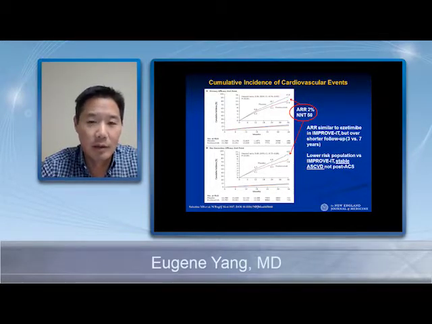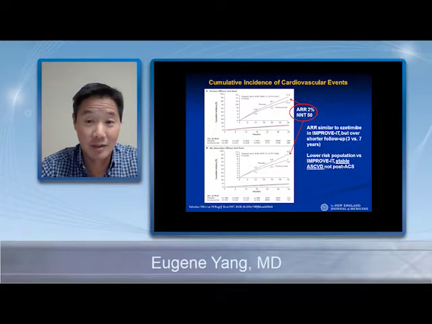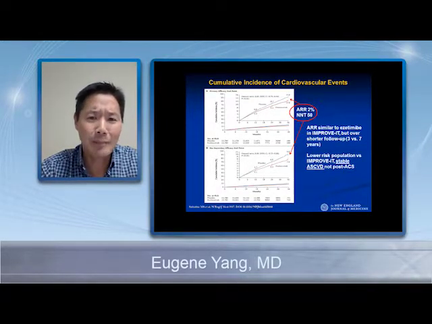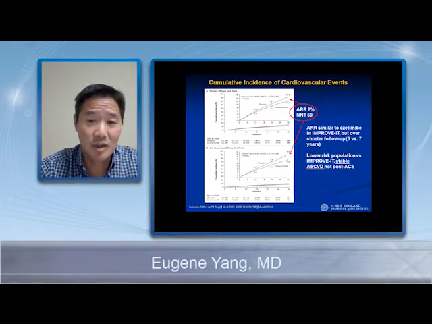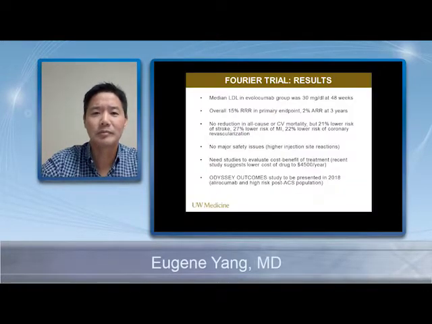The overall risk reduction was only about 15%, which certainly was not quite as robust as people had anticipated, but certainly showed that at a shorter period of time there was a benefit. If we compare this to the IMPROVE-IT trial, which was a study of ezetimibe plus simvastatin in high-risk patients, those who had a heart attack, it took 7 years to see a 2% absolute risk reduction. So in this study, over a much shorter period of time, you can see that there was a separation between those who were treated with evolocumab versus those who received placebo.